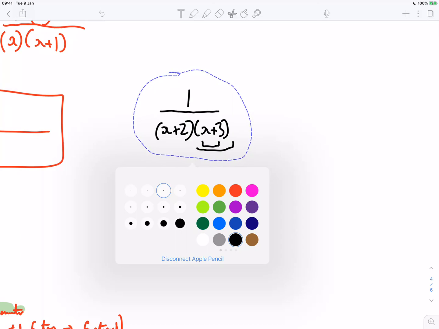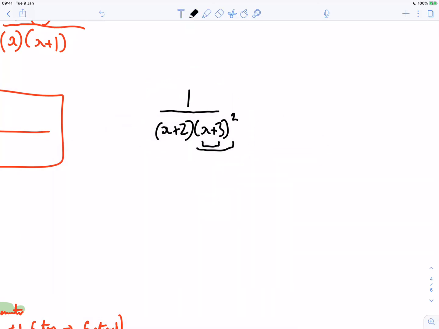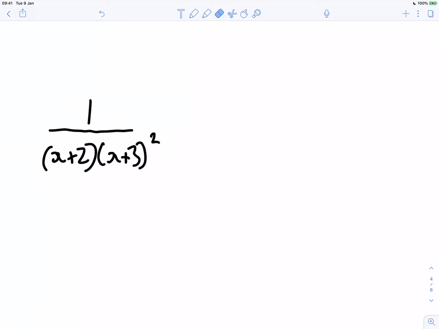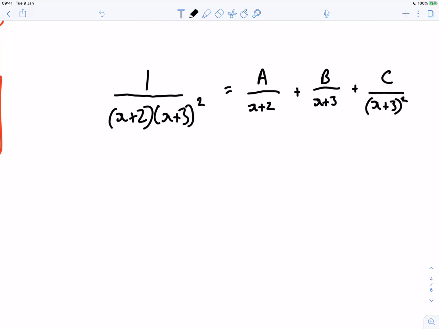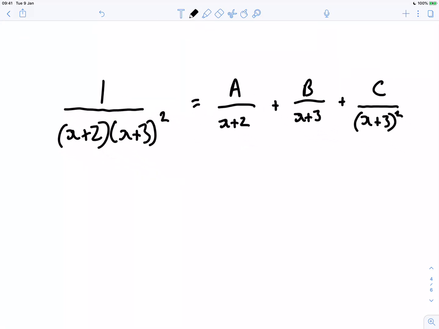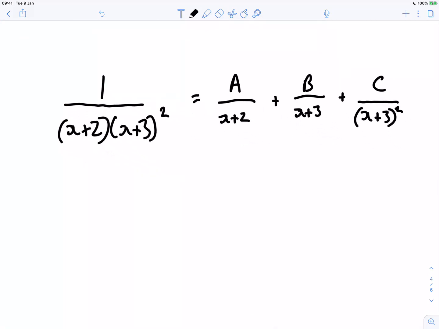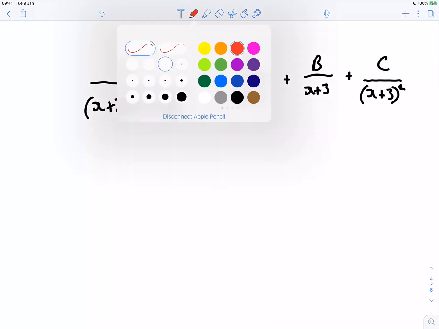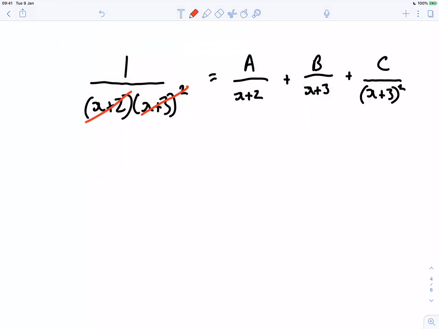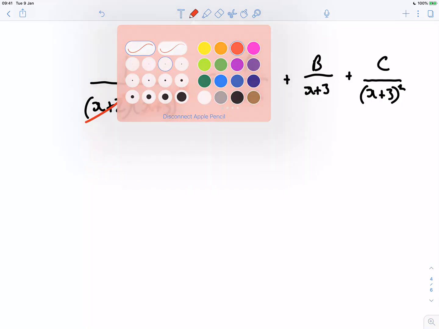So let's say it's the x plus 3 that's being squared for no reason. I could have made the x plus 2 all squared. So this is going to be some a over x plus 2, plus b over x plus 3, plus c over the x plus 3 all squared. Okay, right. So what we're going to have here? Well, same rules, we're going to multiply it by the denominator. So essentially we're always left with the numerator on the left-hand side, so this becomes 1.